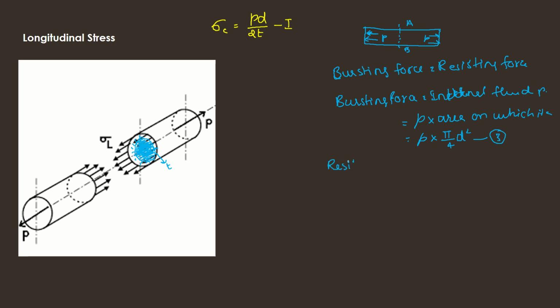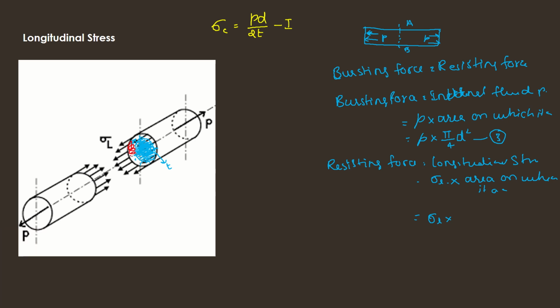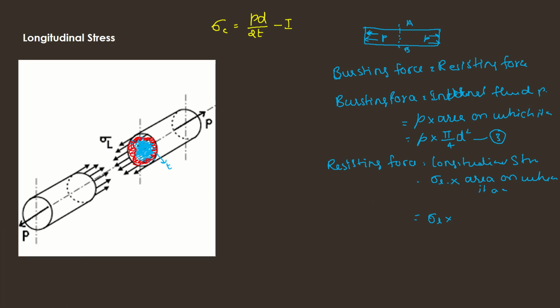And resisting force, and what is the resisting force here? Longitudinal stress, and I am indicating with sigma L multiplied by area on which it acts. So sigma L into area, here in this portion it is acting along the thickness. Sigma L multiplied by the area. What is the area now? Can you guess? Here this is nothing but circumference of the circle, that is pi d or 2 pi r. I am taking pi d here multiplied by thickness. So that will give you area of the ring where sigma L is acting, and take it as equation number 4.